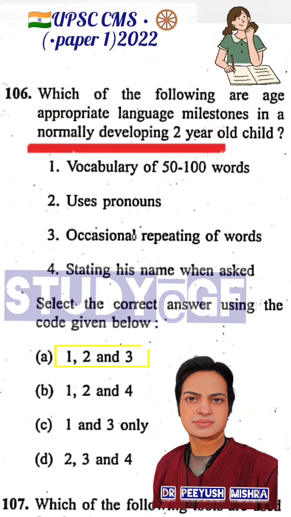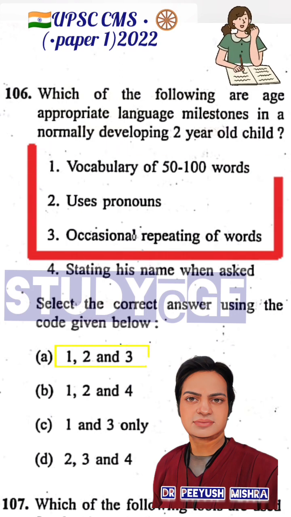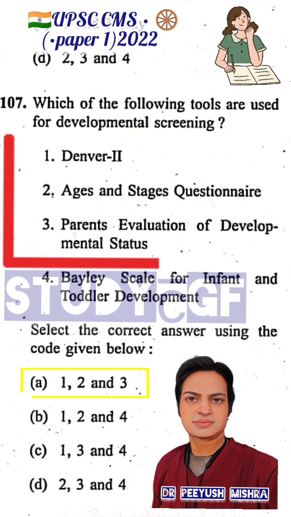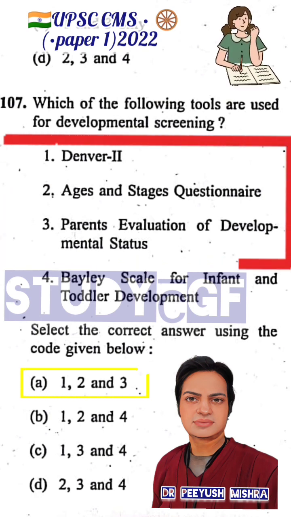Which of the following are age appropriate language milestones in a normally developing 2-year-old child? Vocabulary of 50 to 100 words, use of pronouns, occasional repeating of words. Which of the following tools are used for developmental screening? Denver Second, Ages and Stages Questionnaire, Parents Evaluation of Developmental Status.